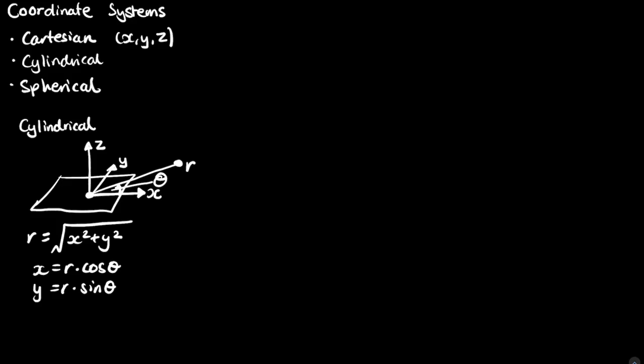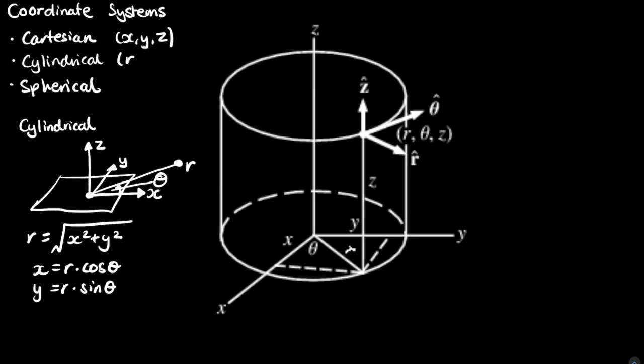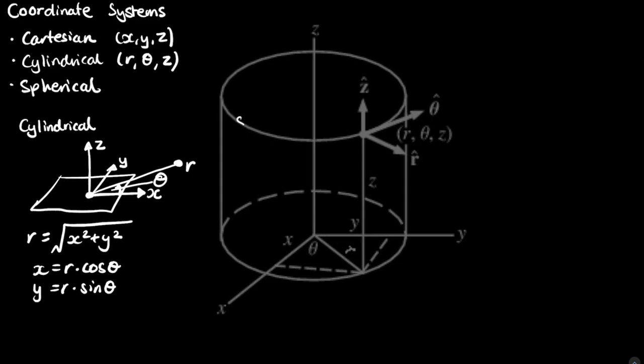I'm just going to use r and theta, and of course in cylindrical the z coordinate doesn't change from Cartesian, it's simply the height above the xy plane. So that's cylindrical, and we have the three variables r, theta and z. So that's cylindrical. What about spherical?